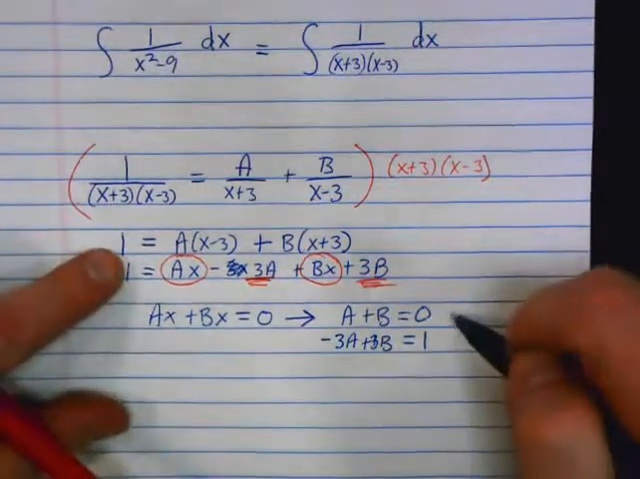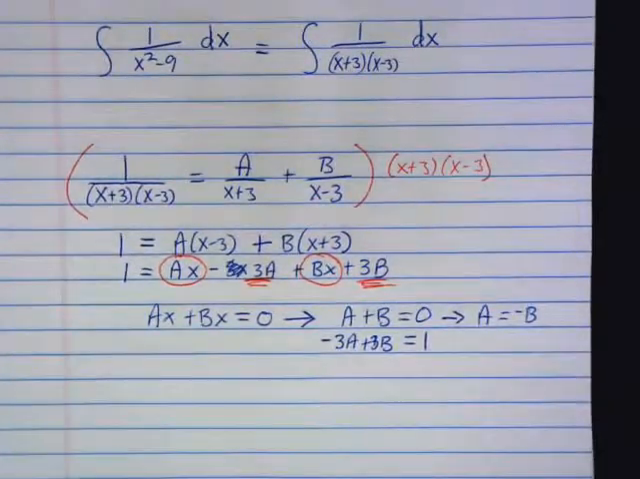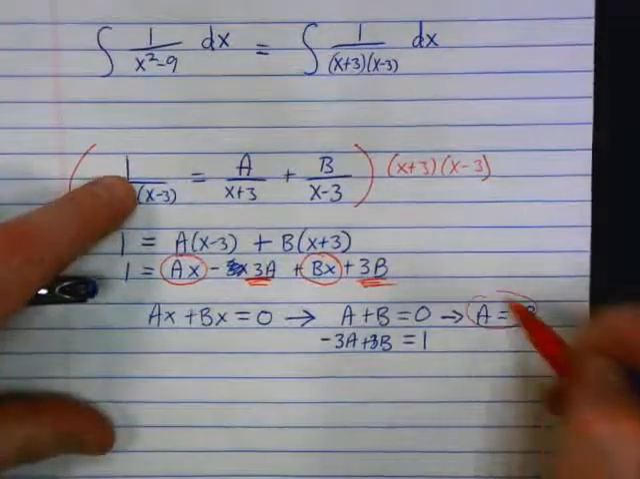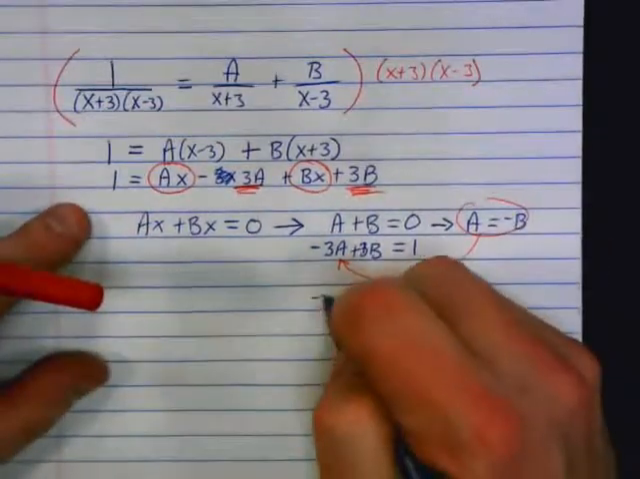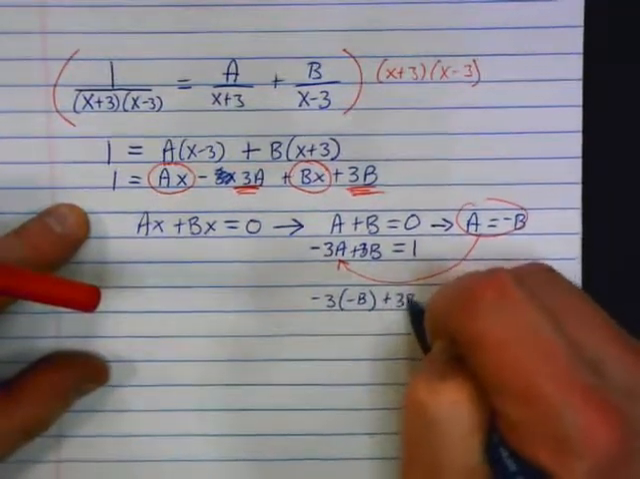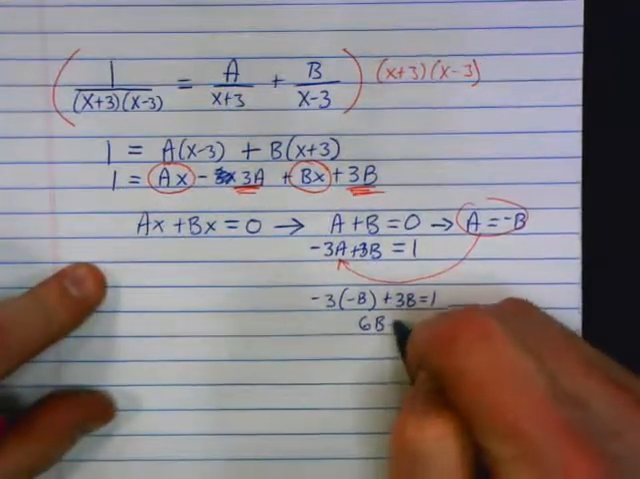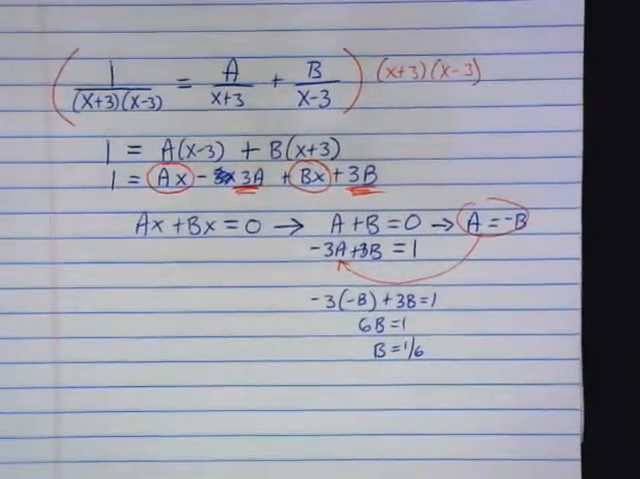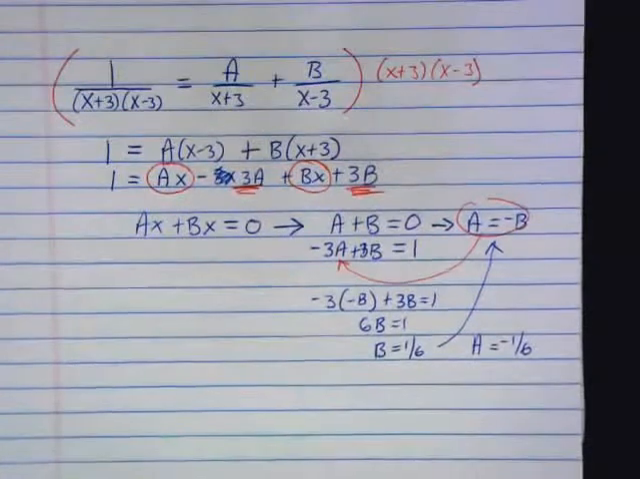For example, a equals negative b. And I take that and plug it into the other one. So I'm going to have negative 3 times negative b plus 3b equals 1. Well, that's 6b equals 1, which means b is 1/6. And then I take that and plug it back there, which says a is negative 1/6.